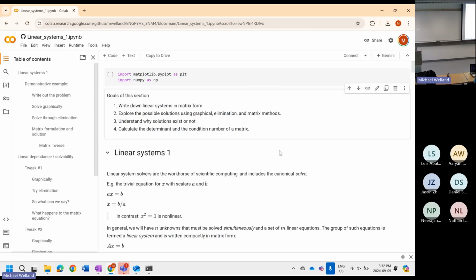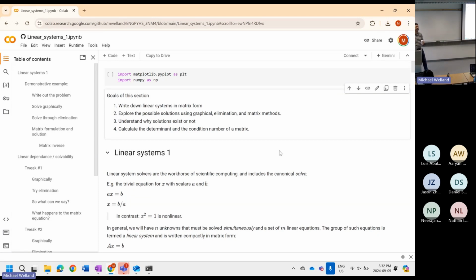Okay, so linear systems. You can see I'm trying to revise my lesson plans as I go. So this is one of the big things. The goal of this particular section is to write down linear systems, first of all, and second of all, write them down in matrix form. We're going to look at the solutions using graphical, elimination, and matrix methods. And there are pros and cons.